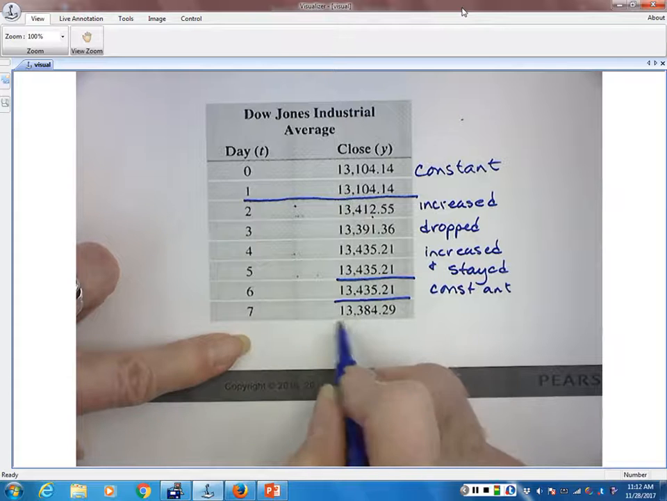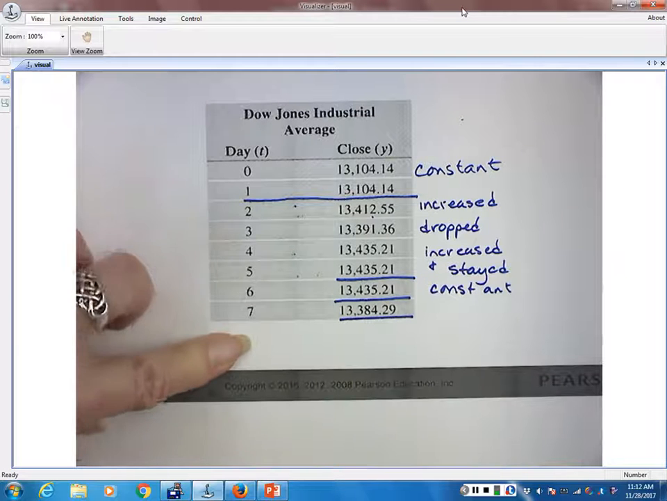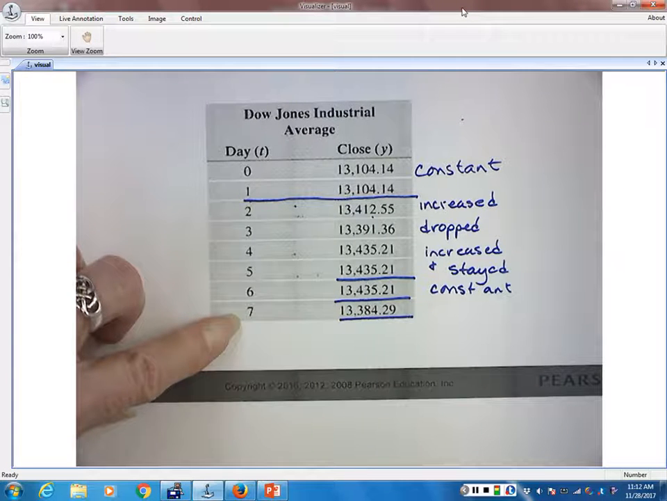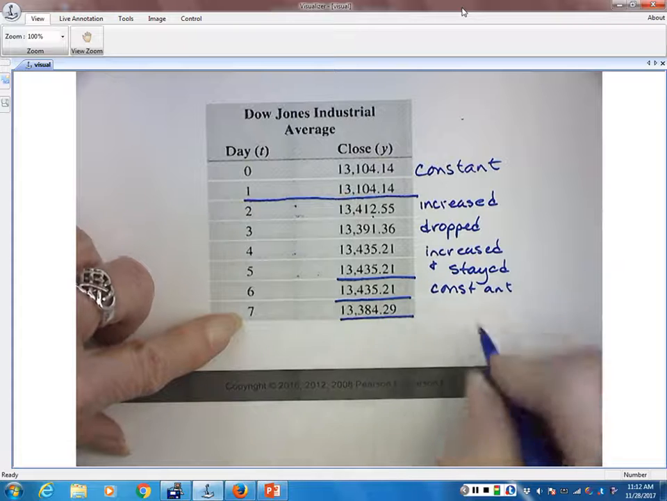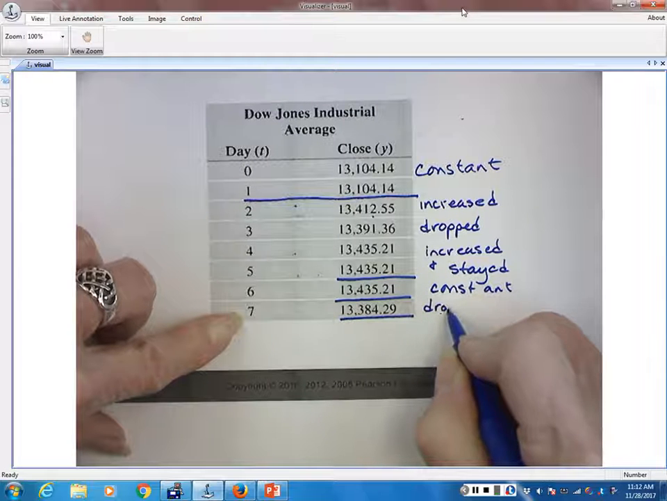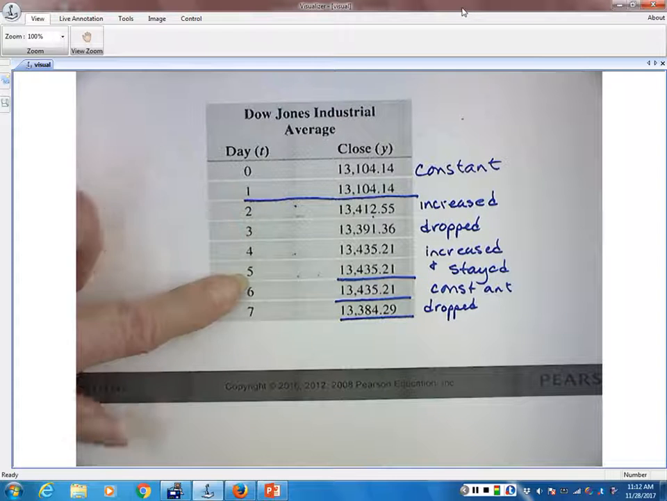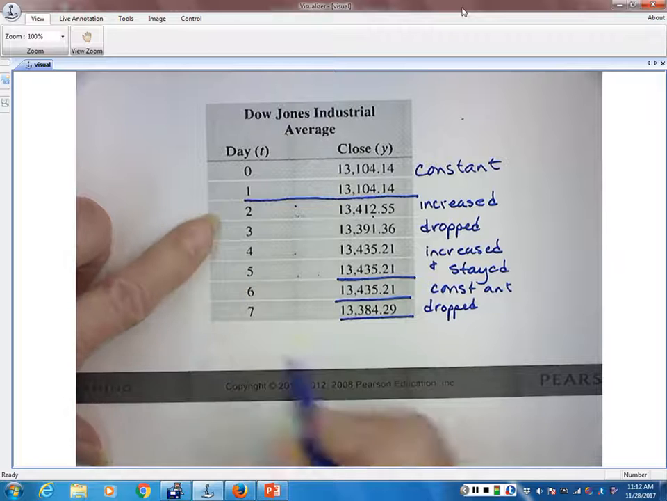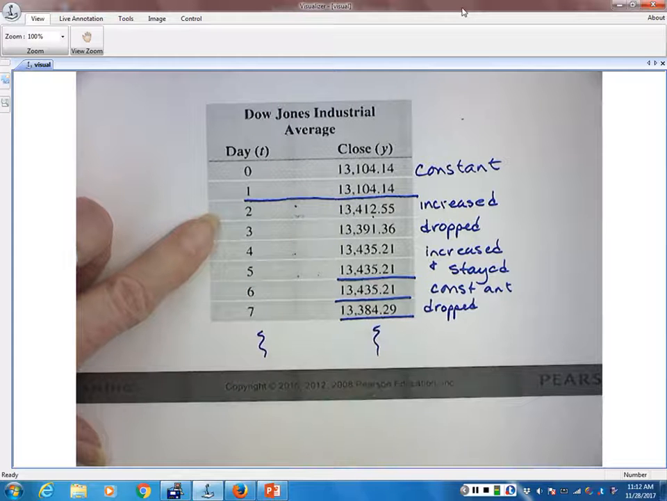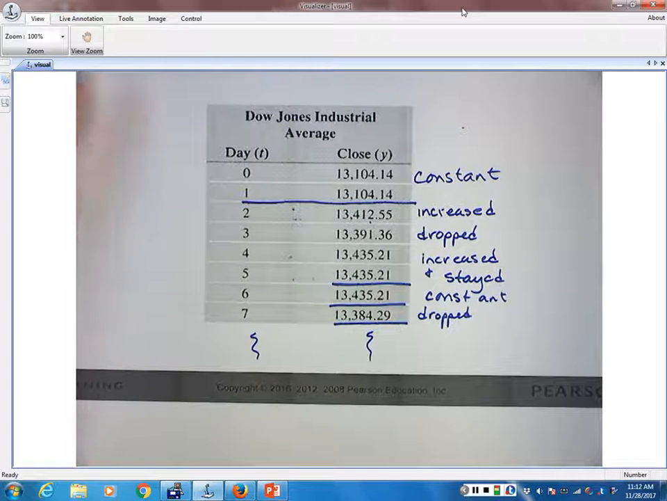And then on the 7th day, which would be January 8th, it dropped again by about 50 points. Okay, and that pattern kind of continues all the way throughout the year. Now, if you're trying to ask specific questions, and if we had the whole table, we could answer those questions better. But we don't have the whole table.